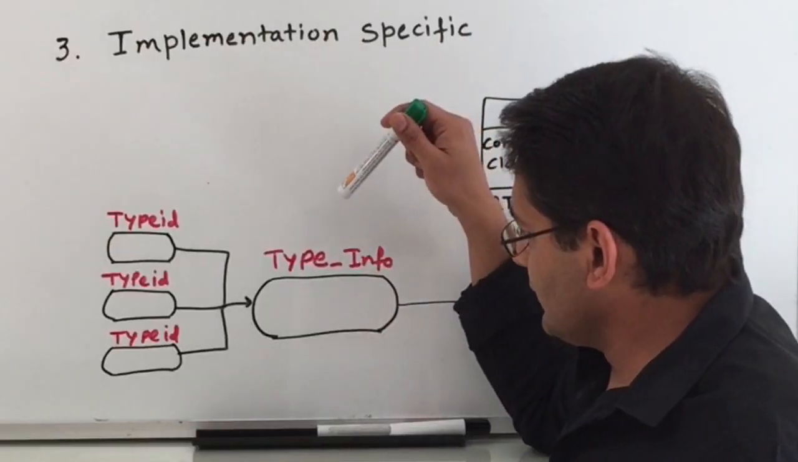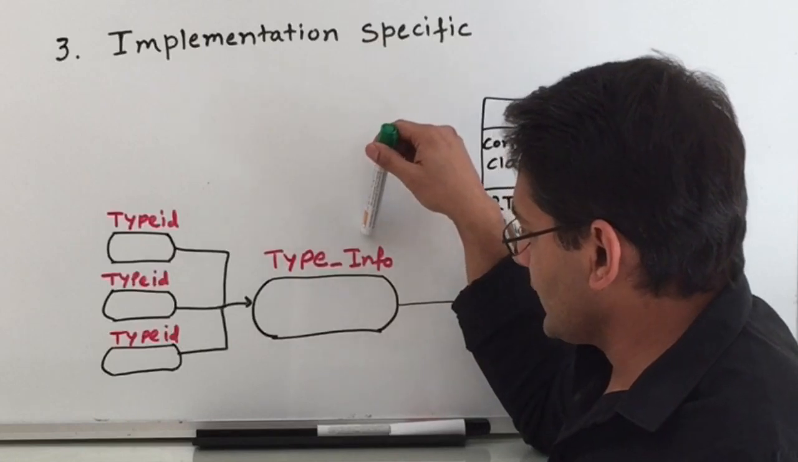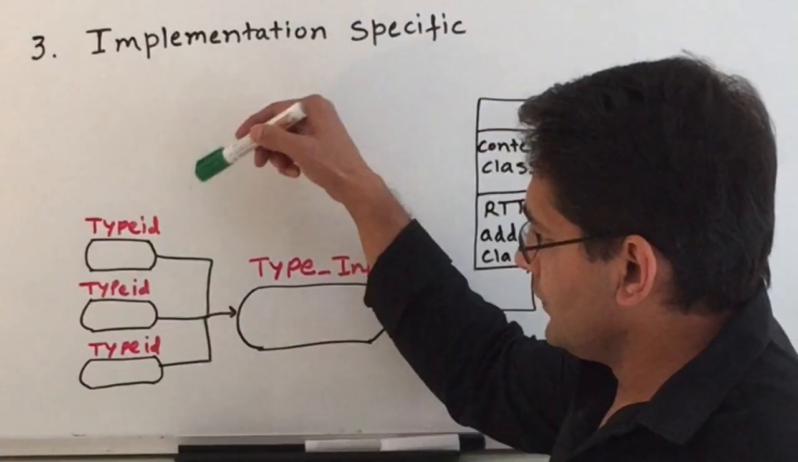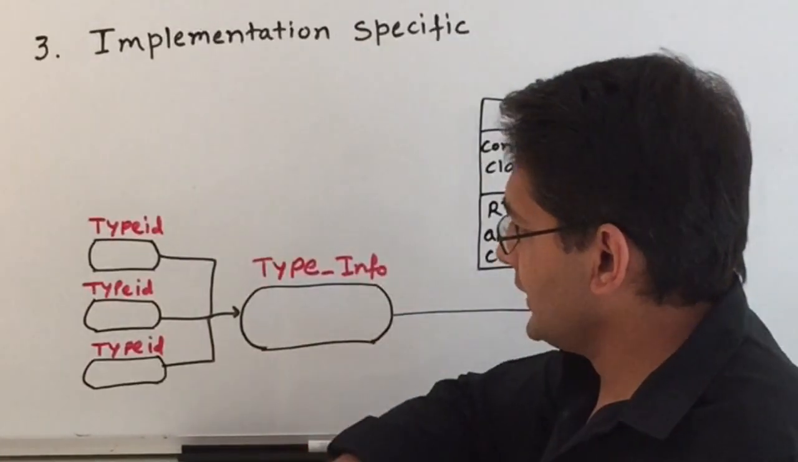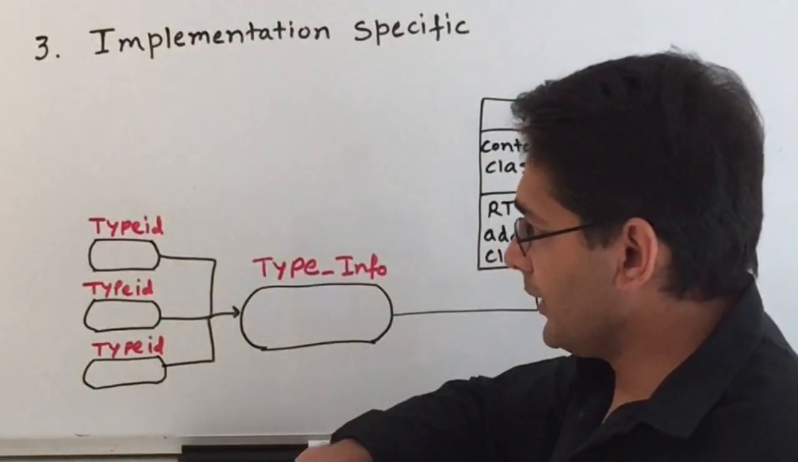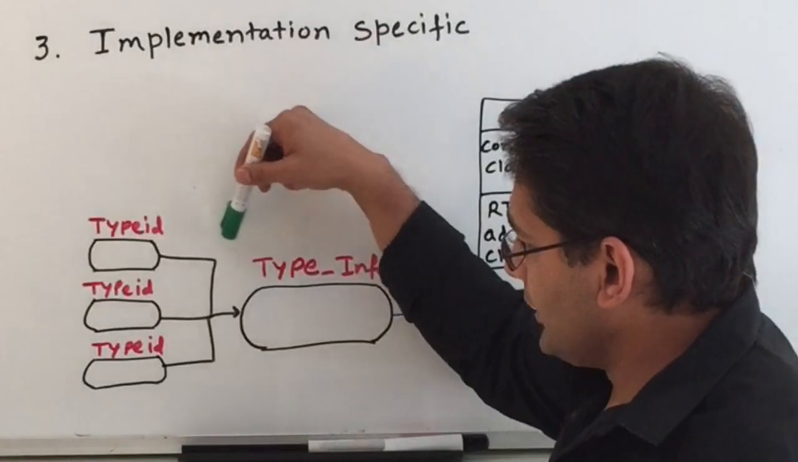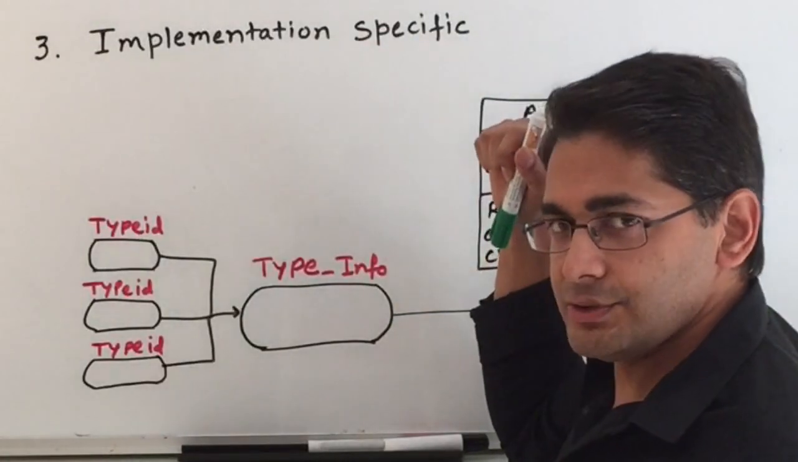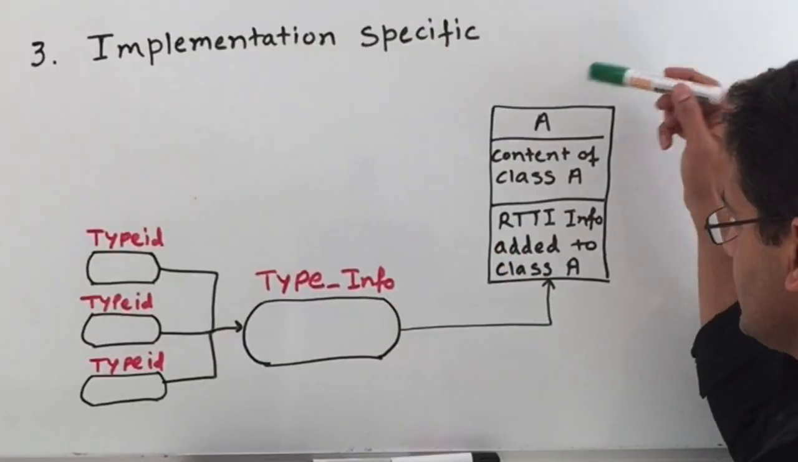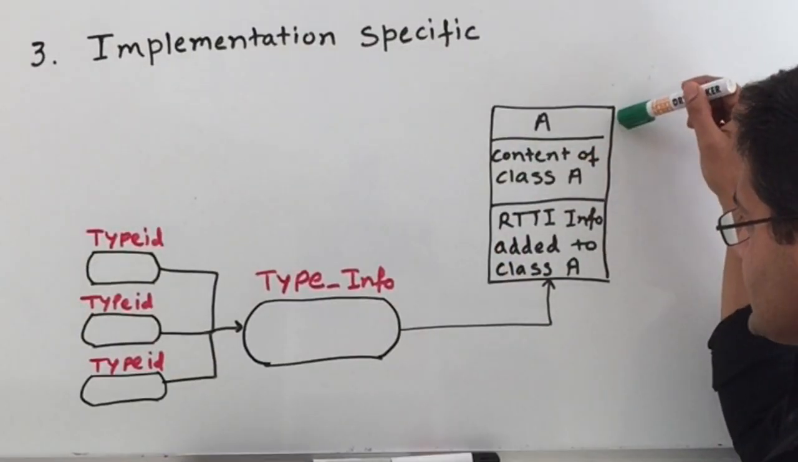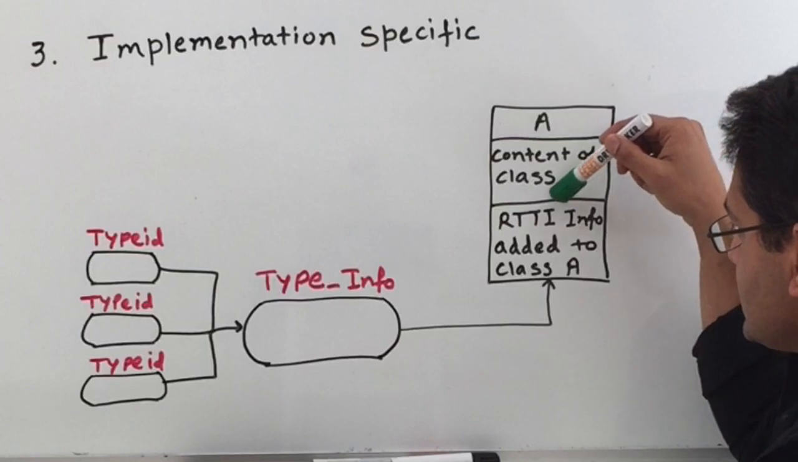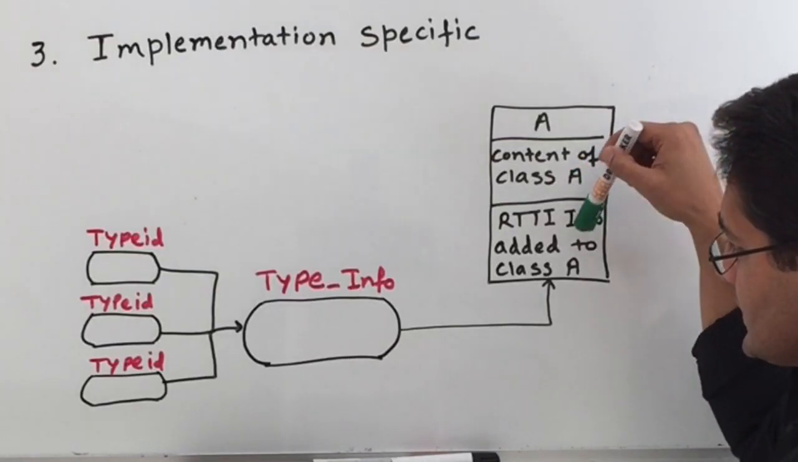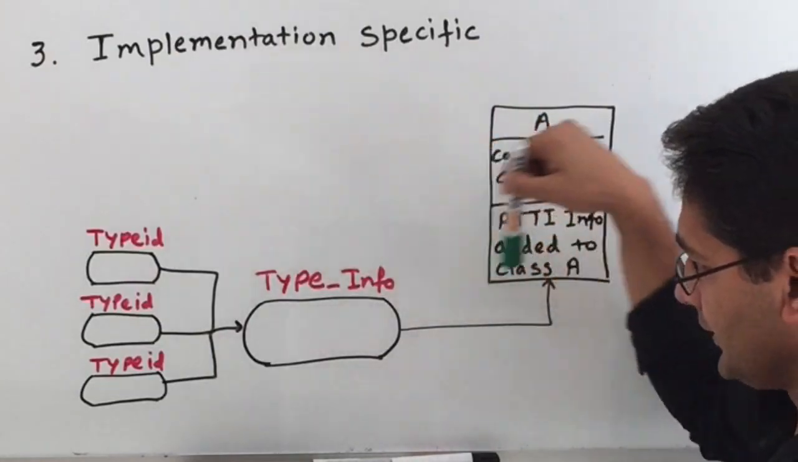C++ provides a way to get type information of a class at runtime using type ID operator. We can use type ID operator as many times as we want in our program, but it will point to only one type info structure which is unique to the class. Conceptually, when we create an object of class A, compiler adds RTTI information to the class's object, and we can get this information using the type ID operator.